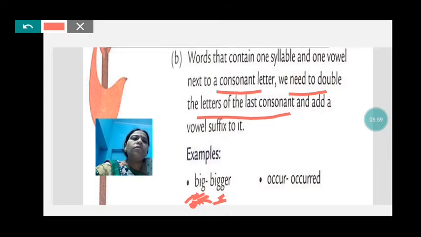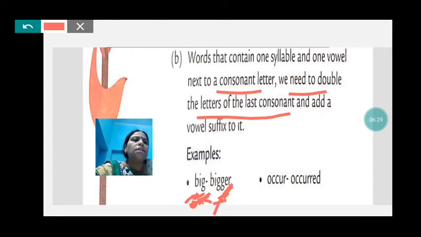And add a vowel suffix to it. So here there is a vowel suffix ER. We have added a vowel suffix ER to this and made the word bigger. So what is a suffix? A suffix is a letter or a group of letters which are added to the end of the word to make another word with a different meaning. So big has become bigger in this.